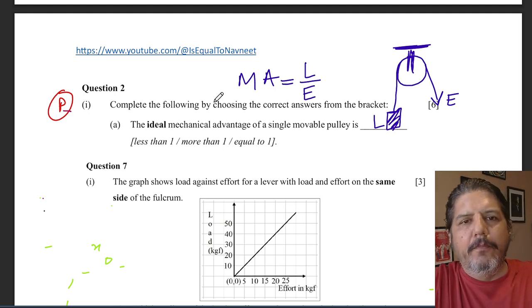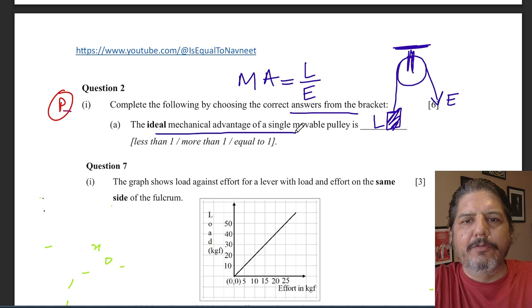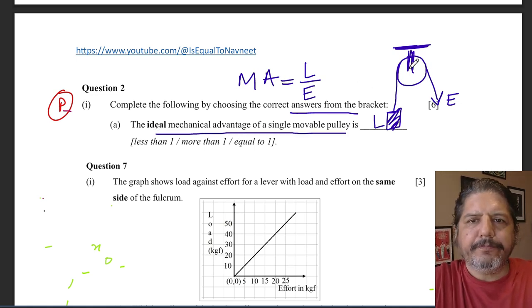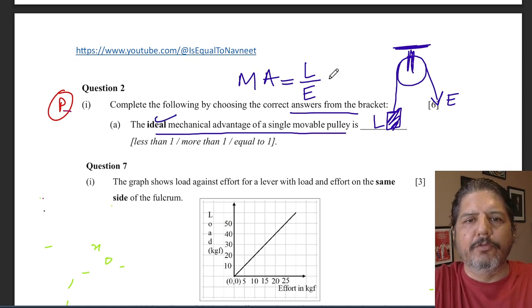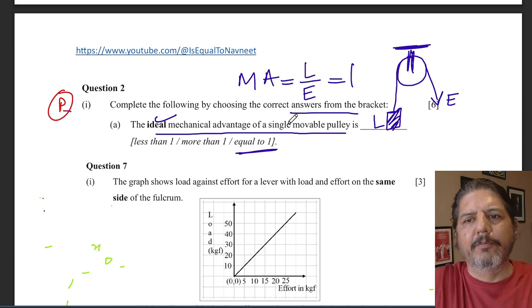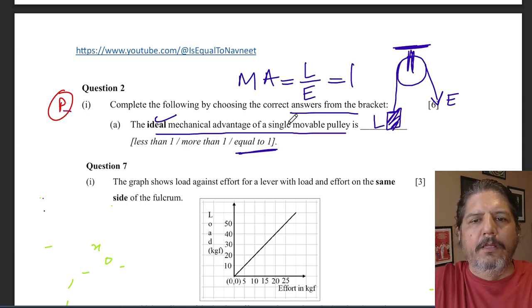Complete the following by choosing the correct answers from the bracket. The ideal mechanical advantage of a single movable pulley. For a single movable pulley, the ideal mechanical advantage is load by effort. So of course this would be equal to 1. This was a simple question, not a very tough question. Let's move ahead.